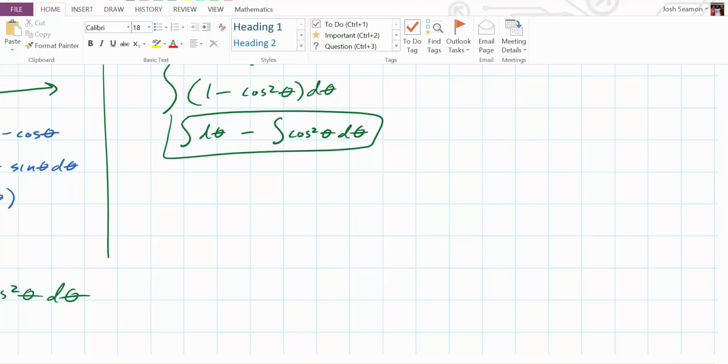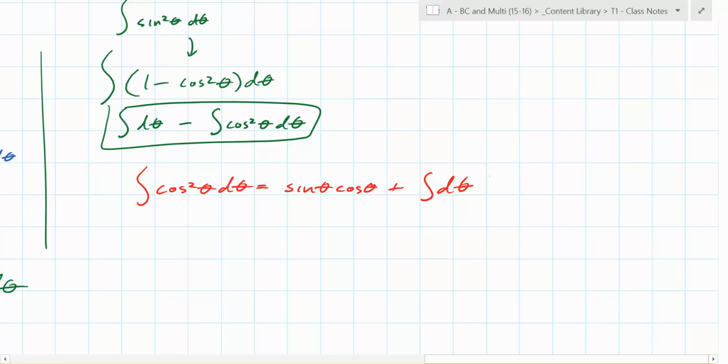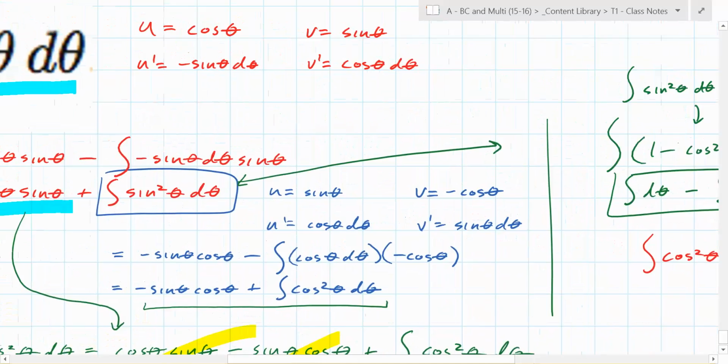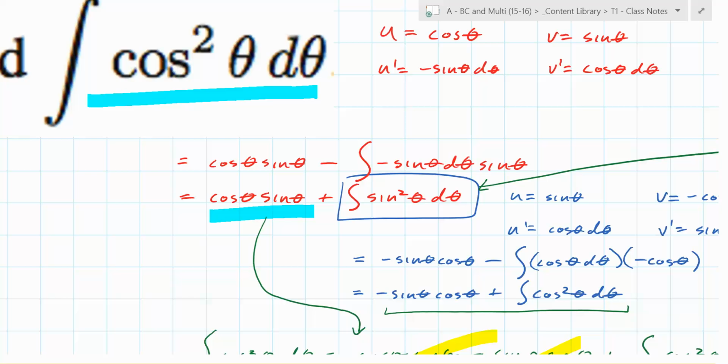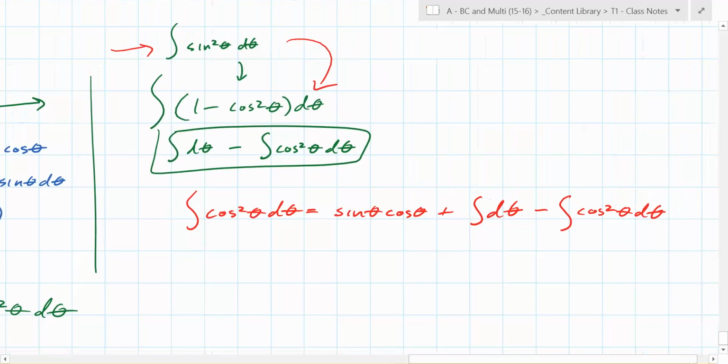So what do we have here? We now know, it's important to see the whole thing, the integral of cosine squared theta d theta is equal to sine theta cosine theta plus the integral of d theta minus the integral of cosine squared theta d theta, right? Is everybody with me so far? All I've done is take the sine squared theta in the blue box right here, but instead we broke it into 1 minus cosine squared and separated it out.